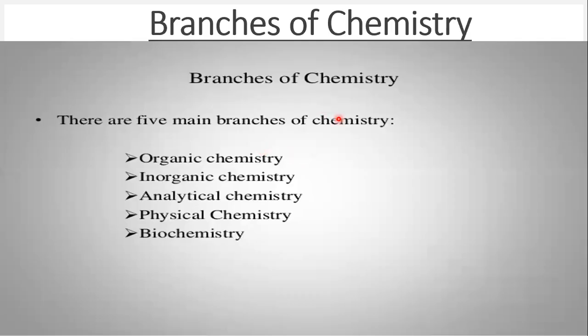Okay, here are some branches of chemistry. These are the 5 main branches of chemistry: organic chemistry, inorganic, analytical, physical, and biochemistry.